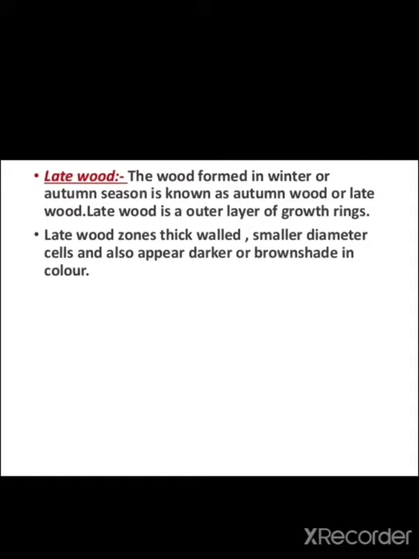Latewood, the wood formed in winter or autumn season, is known as autumn wood or latewood. Latewood is the outer layer of growth rings. Latewood contains thick-walled, smaller diameter cells and also appears darker or brown in color.